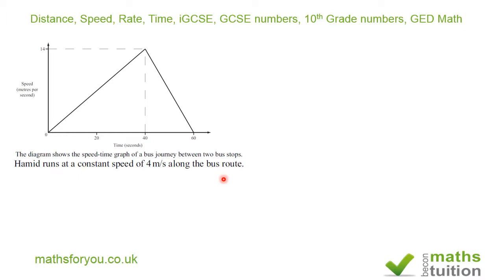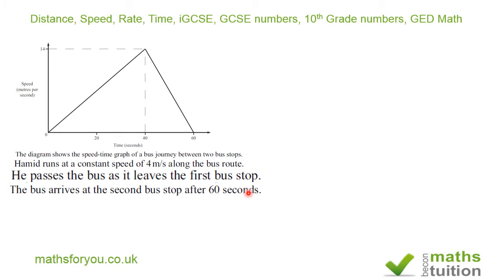Hamid runs at a constant speed of 4 meters per second along the bus route. He passes the bus as it leaves the first bus stop. The bus arrives at the second bus stop after 60 seconds. And then he says change 4 meters per second to kilometers an hour.